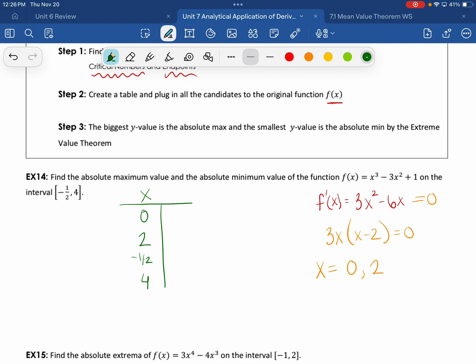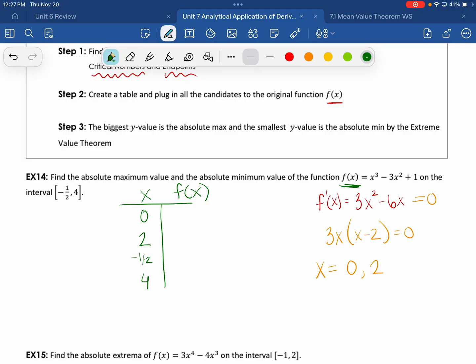Because those are my endpoints. So all of your candidates are your critical numbers and your endpoints, because the endpoints can be your max and your mins. So we're going to take all of these x's and plug them back into the original function, because I want to figure out what the absolute max and min is of f. So I'm plugging it back into the original.